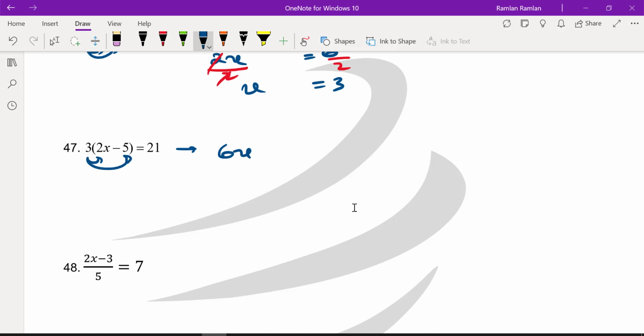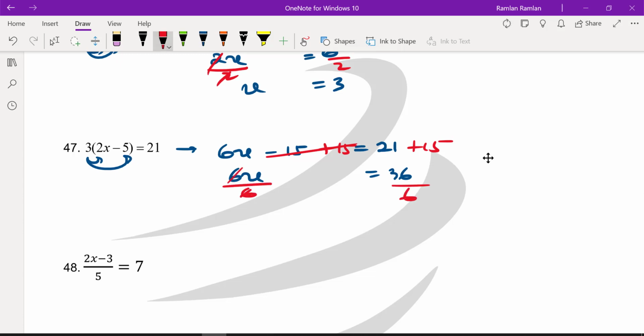This by this is negative 15, and it equals 21. Okay, so I'm going to get rid of that minus 15 first, which means I'm going to add this one. Remember that if you have a bracket, open the bracket first, guys. Plus 15 over here, so this is gone. So you only have the 6x, and 21 plus 15 is 36, and then divide both sides by 6, right? And then cancel the 6. You have x over here. 36 divided by 6 is equal to 6.